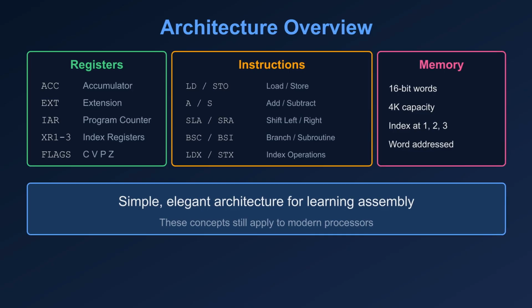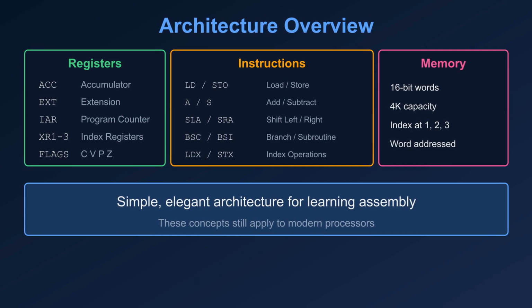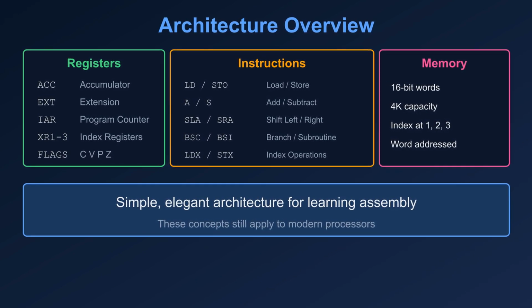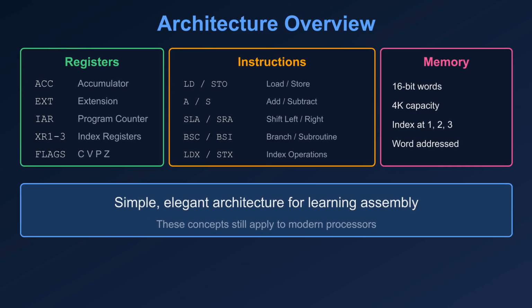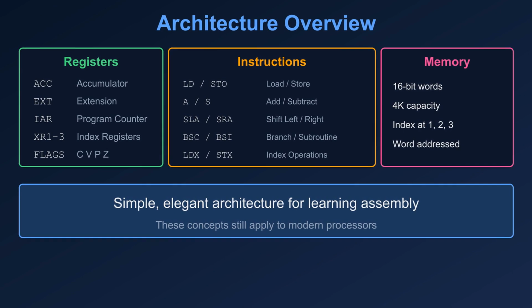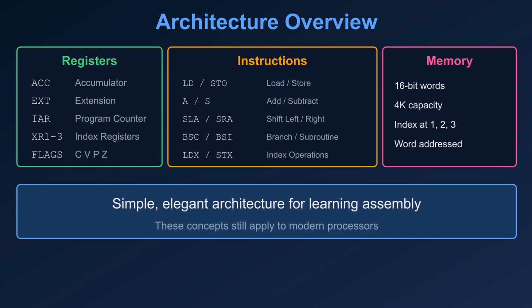The 1130 uses 16-bit words and a simple register set. The accumulator holds your working value. Index registers let you loop through memory. Load, store, add, shift, branch. These instructions built scientific applications across hundreds of campuses.